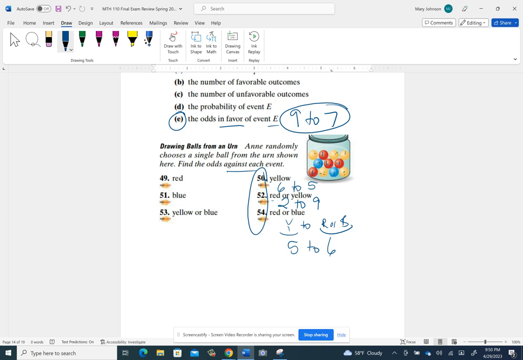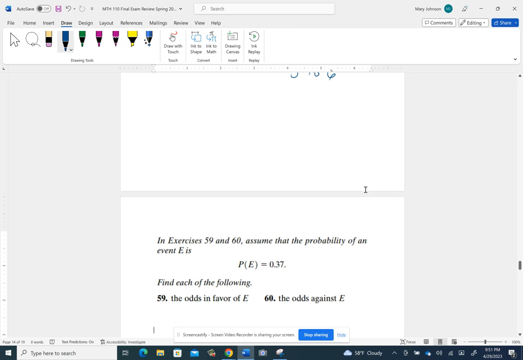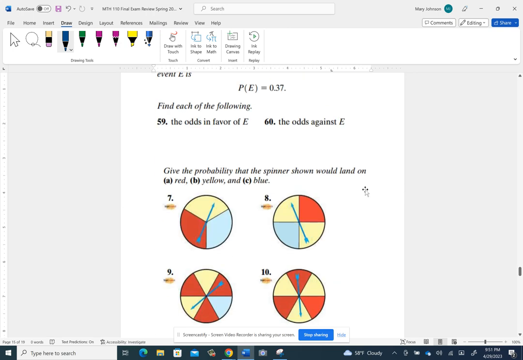Okay. And then 59. Let's look at 59. Odds in favor of this. All right, so suppose we have some event, and the probability of the event is 0.37. That's really 37 hundredths. So odds in favor of E would also start with 37, but it would be to 63. So it'd be favorable to unfavorable, where probability is favorable out of the total outcomes.